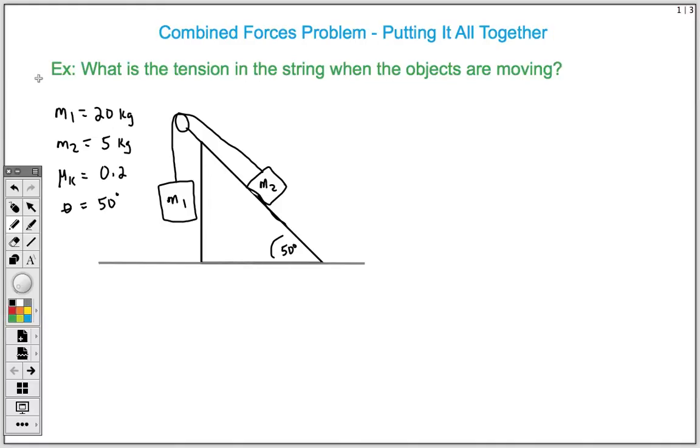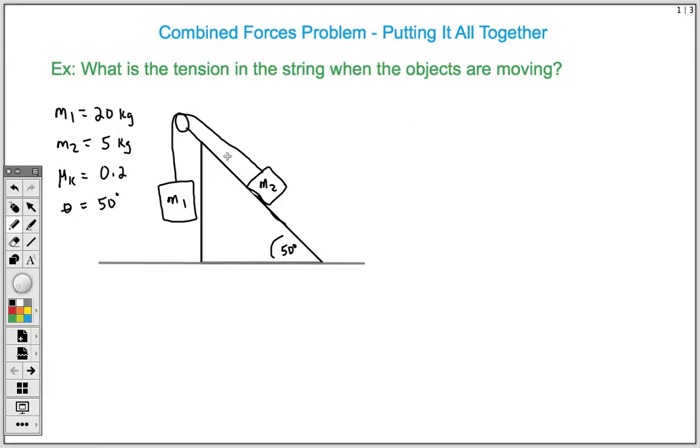So here we have our problem. We have our two blocks that are connected on a string. We're on an incline. Mass 1 has 20 kilograms. Mass 2 is 5 kilograms. We have a coefficient of kinetic friction of 0.2, and the angle that we're working with is 50 degrees. And we want to know, what is the tension in the string when the objects are moving?